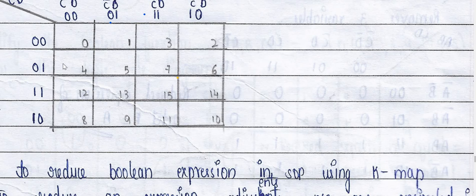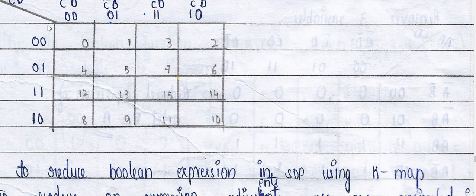So, in a 4 variable K-map, how many cells do we require? 2 to the power 4, that is 2 into 2 into 2 into 2, that is 16. We need to represent 16 numbers. What are all the numbers? 0 to 15. We need to represent 0 to 15 in this K-map. Here we are using the variables A, B, C, D.